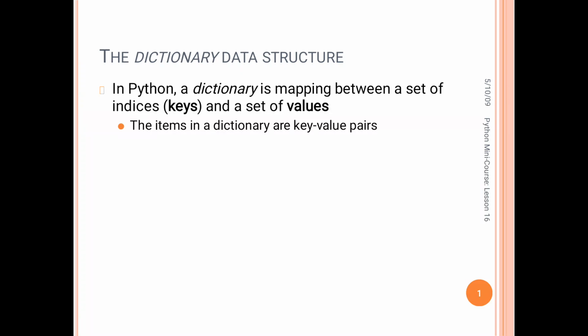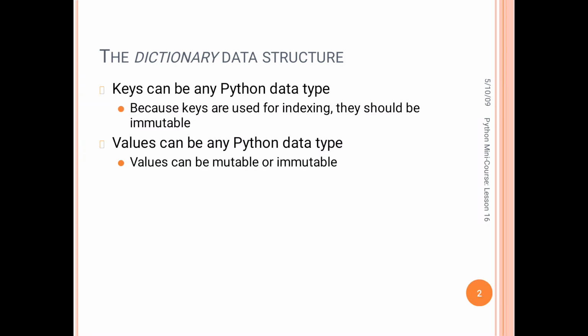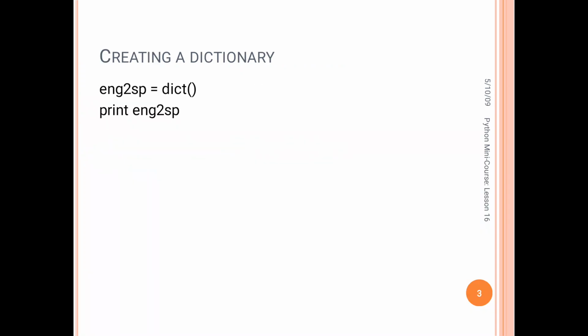A dictionary is a mapping between a set of keys and a set of values. The items in a dictionary are key-value pairs. Keys and values both can be a Python data type, because keys are used for indexing and values can be mutable or immutable.